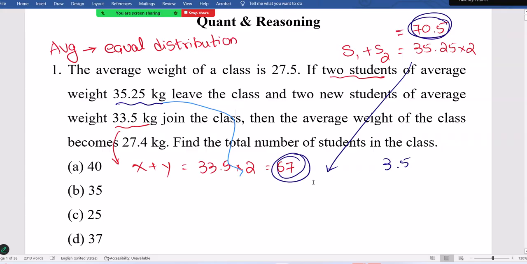Right, so the total is decreased by 3.5. The average is decreased by 0.1, but the summation should be 3.5. So everybody decreased by 0.1. To compensate 3.5, there must be 35 students. A 3.5 decrease with average decrease of 0.1 means there are definitely 35 students. See, average is equal distribution. I'll repeat the explanation here.